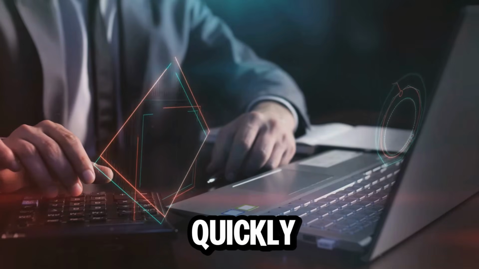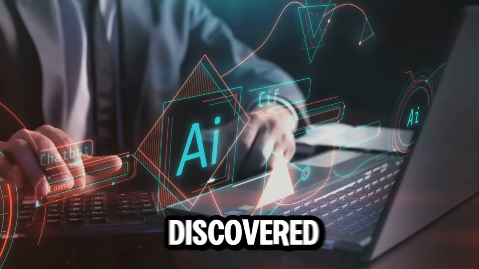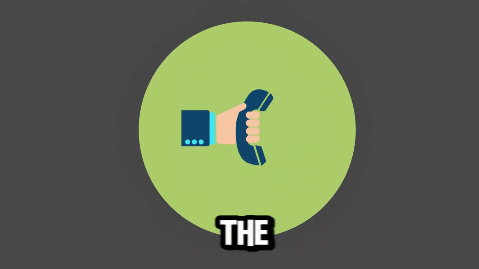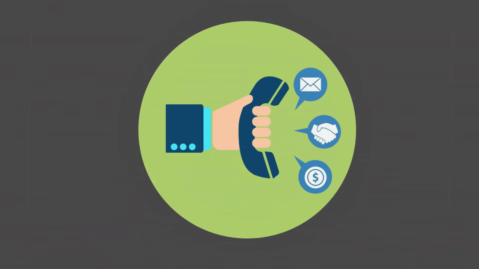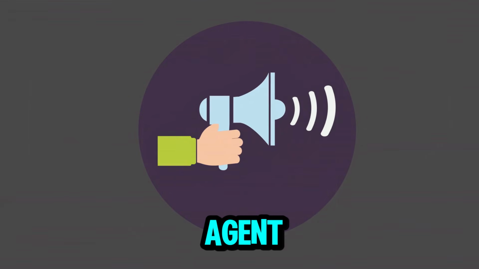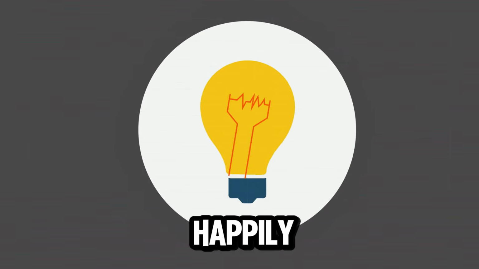So let's recap quickly. You just discovered 6 AI agents that you can build once and sell forever. The lead magnet delivery agent, the review booster agent, the content repurposing agent, the appointment setter agent, the customer FAQ agent, and the upsell and cross-sell agent. Each one solves a real-world problem, and together they create a product line that businesses will happily pay for.